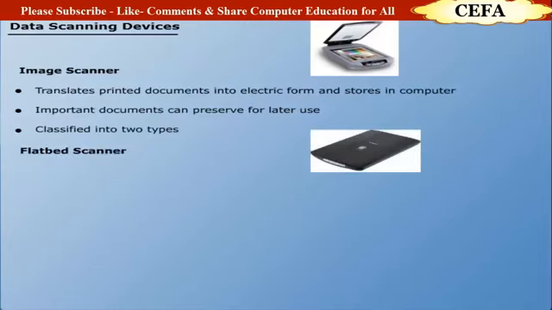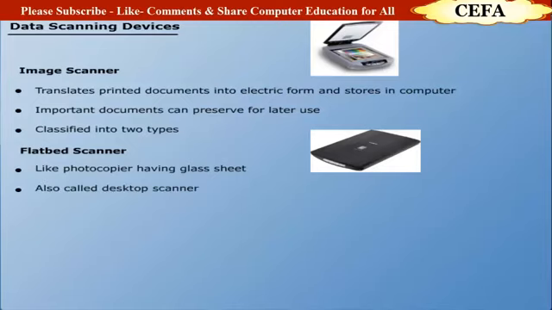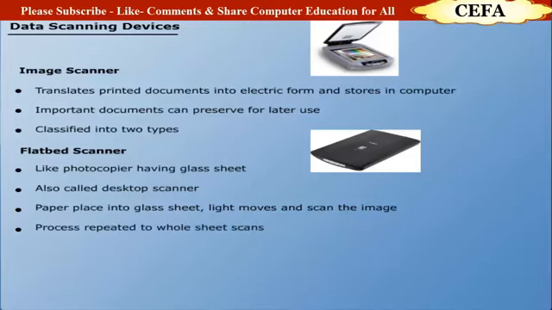Flatbed scanner. Flatbed scanner is like a photocopier machine with a glass sheet. Flatbed scanners are also called desktop scanners. In a flatbed scanner, the paper is placed on a glass sheet and a light source is moved horizontally from one line to other line. The process is repeated until all the lines are completed.